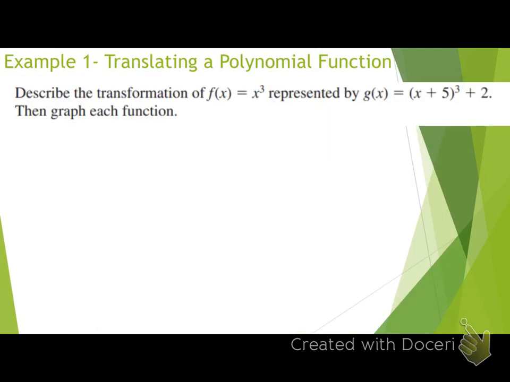Okay? So example 1. Describe the transformation of f of x equals x cubed represented by g of x equals (x plus 5) cubed plus 2. Then graph each function. Okay? So, this doesn't make sense. Yes it does. I'm about to explain it a little better. Hold on. We haven't even gotten into it.